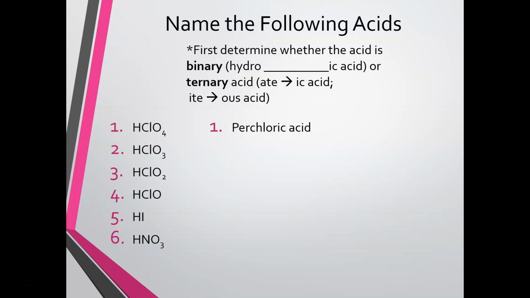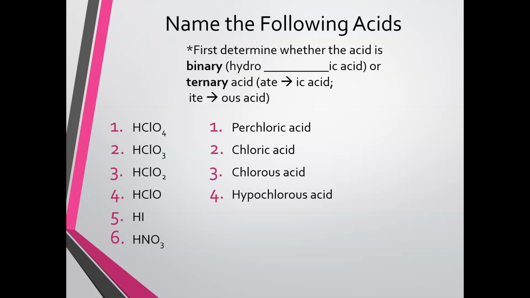So HClO4, you should have gotten perchloric acid because ClO4 is perchlorate. HClO3, you should have gotten chloric acid because that is chlorate. HClO2, you should have gotten chlorous acid because that is chlorite. And HClO should have been hypochlorous acid because that was hypochlorite. Keep in mind, hydro and hypo are different. You still keep the whole name of the polyatomic ion.